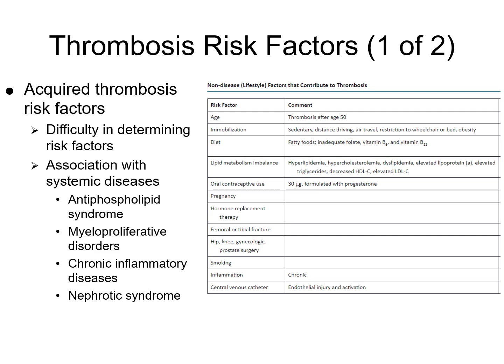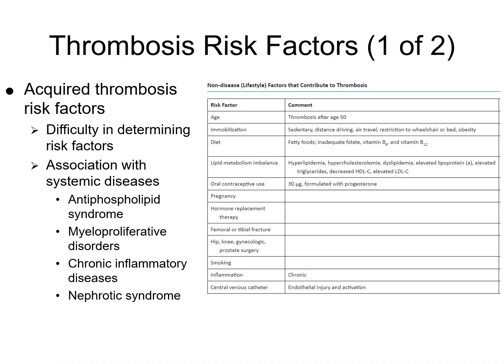For acquired thrombosis risk factors, there is some difficulty in determining these risk factors. Identifying specific acquired risk factors can be challenging because thrombosis often results from a combination of multiple conditions and triggers rather than just one single cause. Many systemic diseases and conditions contribute to a hypercoagulable state, increasing the risk of thrombosis. So there's some association with systemic disease.